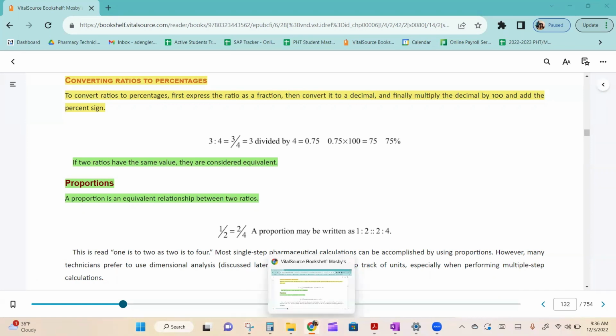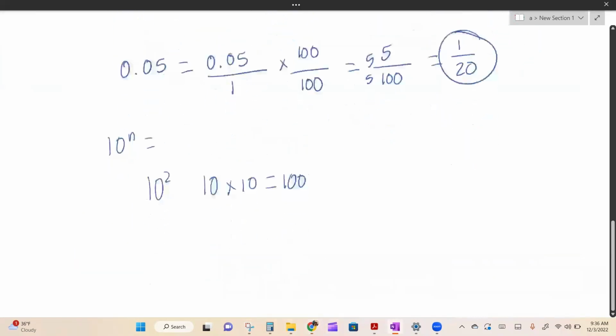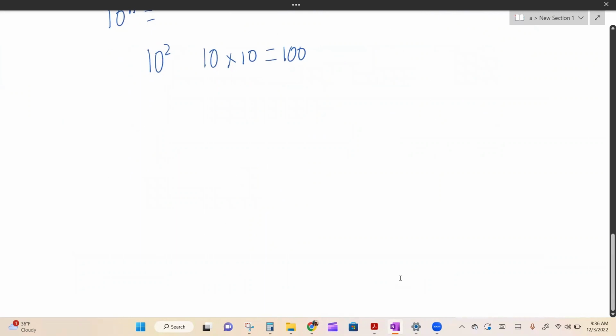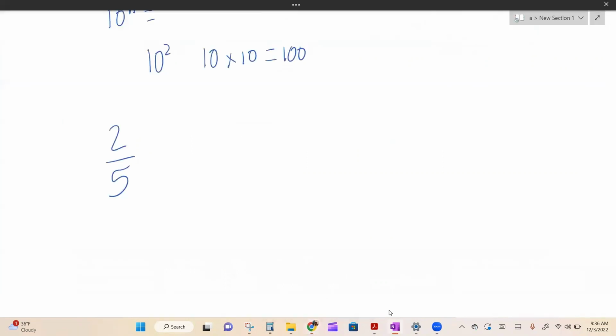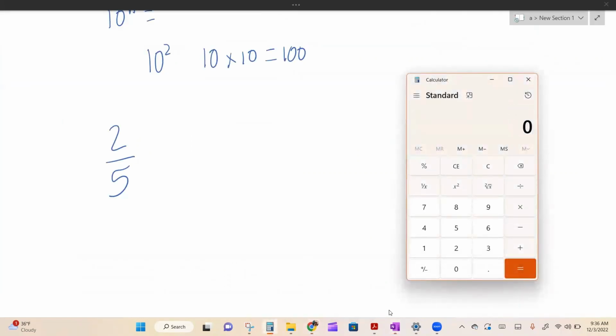So let's do another one. I had 3 over 4. Let's do 2 over 5. First we need to turn that into a decimal. So remember for decimals, we're going to do the top number divided by the bottom number.